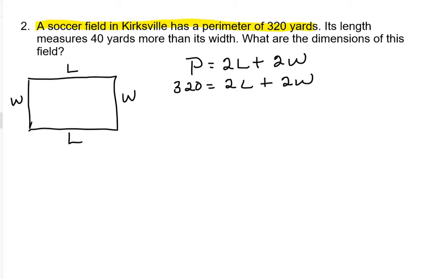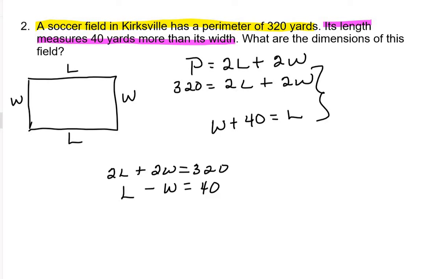Now my second sentence says its length measures 40 yards more than its width. So that leads me to the equation width plus 40 equals L. So these are my 2 equations that I'm going to use to set up my system. I'm going to rearrange these 2 equations so they can be in standard form. Now you may have rearranged your equations differently, but you're still going to get the same answer in the end. So from here, I'm going to set up my matrix and then put my matrix in the calculator.